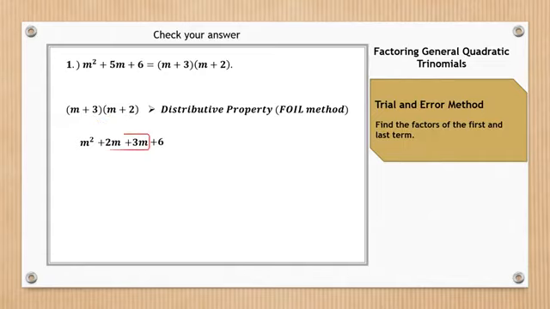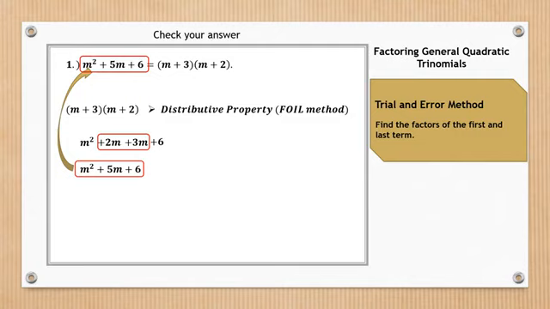Okay, then you add the like terms. That is 2m plus 3m, that is equal to 5m. So, you check now the results of FOIL sa checking if the same ba dun sa given. So, if you see the same, so meaning tama yung factor or factors na ginawa natin. So, that is how you solve quadratic trinomials using trial and error method. Okay?